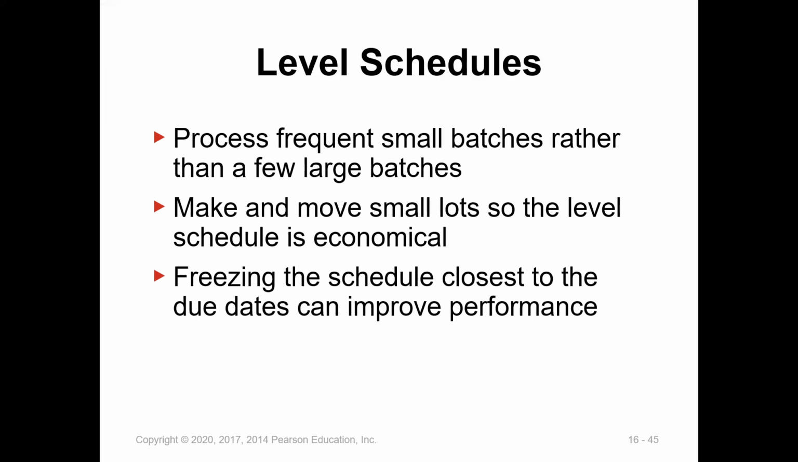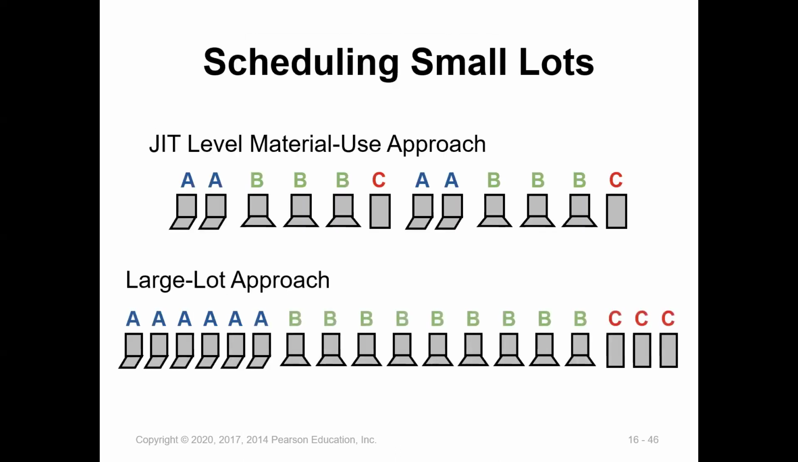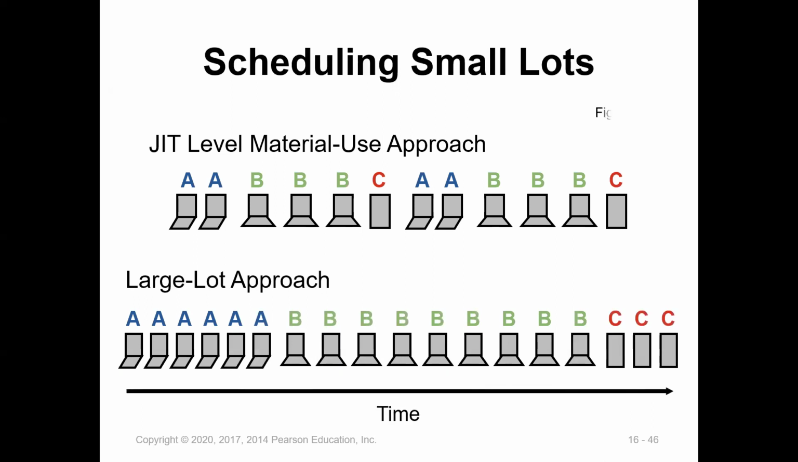Process frequent small batches rather than large batches. That's easier. Make and move small lots, so level scheduling is economical. This is just in time. Look here, small batches are easier to control than large batches.